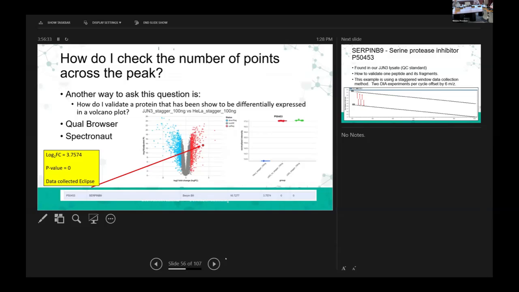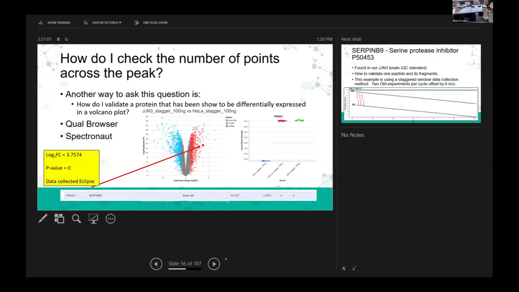So one of the questions is basically, how do I validate a protein that has been shown to be differentially expressed in a volcano plot? I'm just going to kind of walk you through this. This is the volcano plot that you see, and the plot over on the right is a part of the software that Stephanie Byram and her team here at the National Resource put together as part of our bioinformatics workflow.